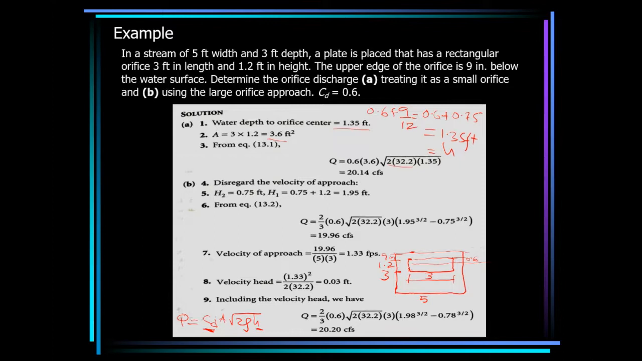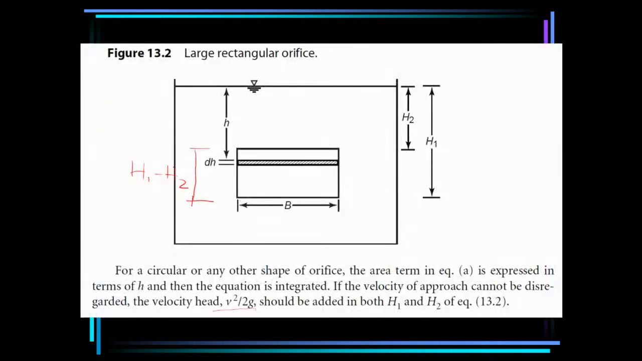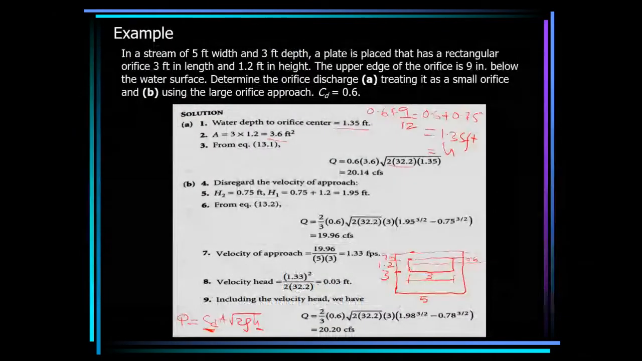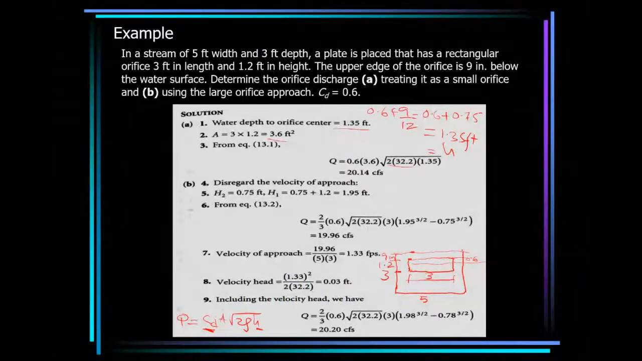Is it clear? Now, the next aspect, because the first part says treating it as a small orifice, and B, now using the large orifice approach. In the large orifice approach, we have H1 and H2. If you look at this figure, H1 is the distance from the water surface to the bottom of the orifice, H2 from the water surface to the top of the orifice. So what is our H1 and H2 in this case? H1 is from the top of the water surface to the bottom of the orifice.